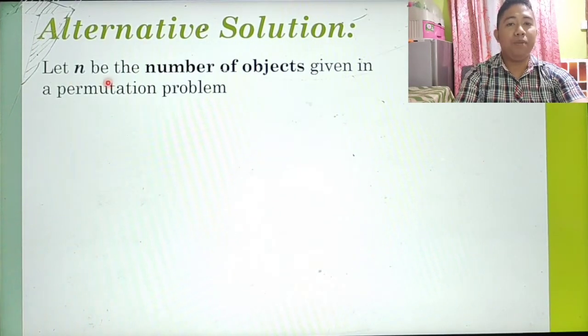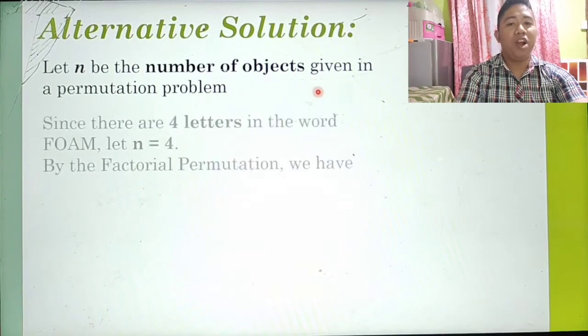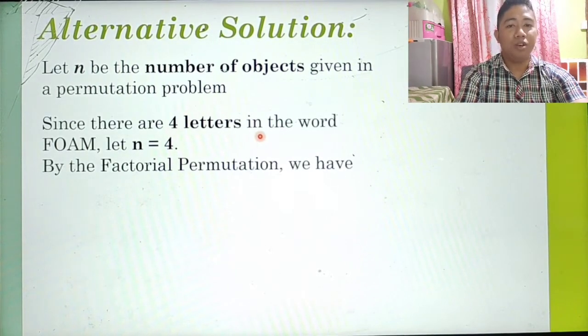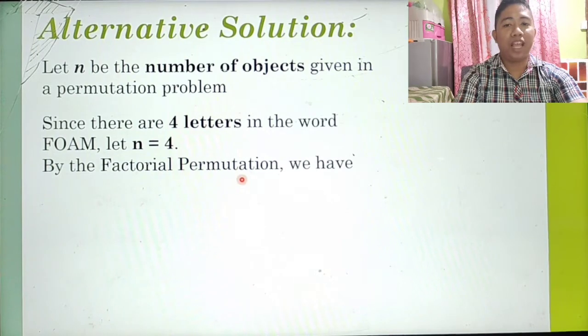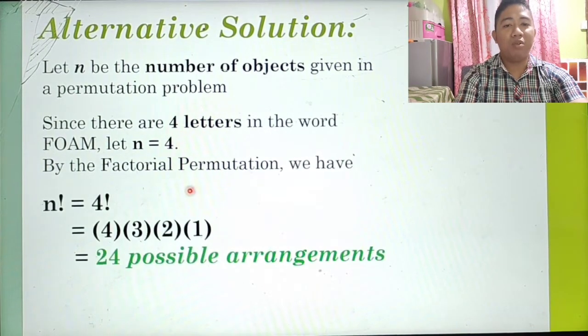So we let n be the number of objects given in a permutation problem. So let's go back to the given problem: how many possible ways can you arrange the letters of the word FOAM? There are only 4 letters, F-O-A-M, so we let n is equal to 4. By the use of the permutation of n objects, we know the formula is n factorial. So n factorial is equal to 4 factorial, having substituted the value of n.